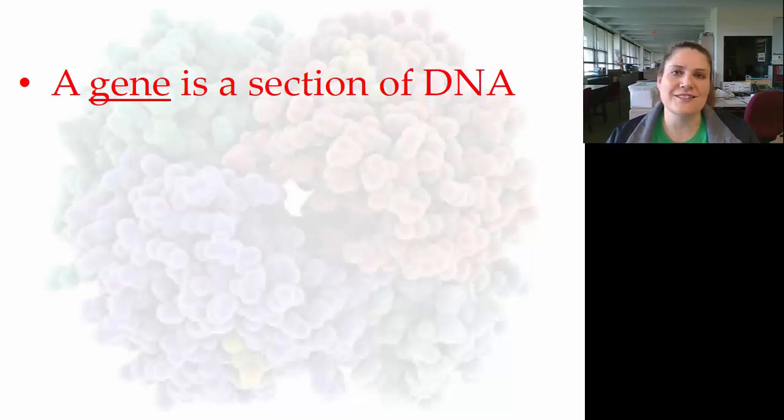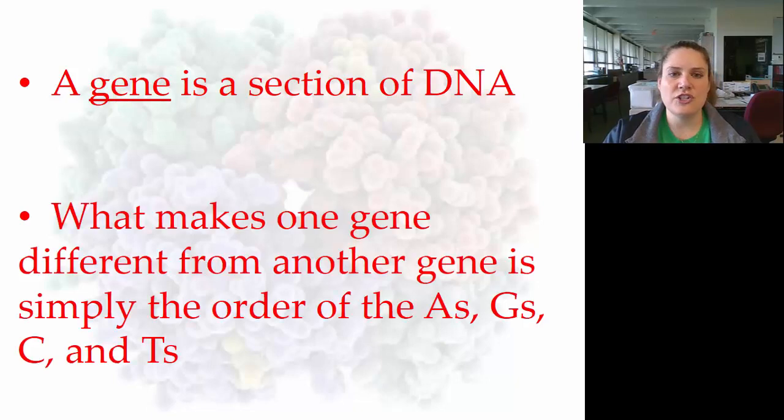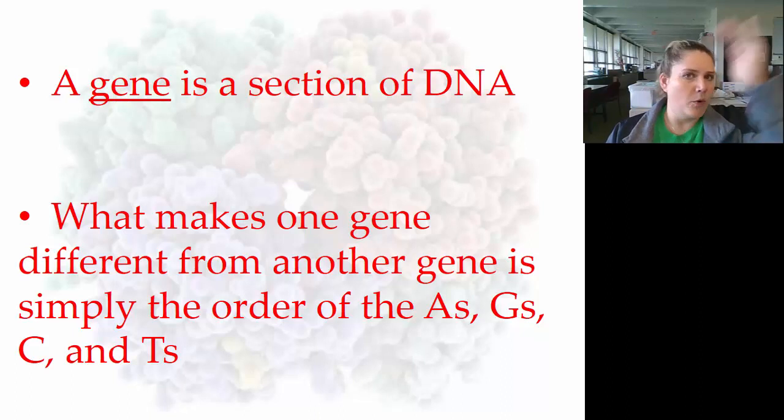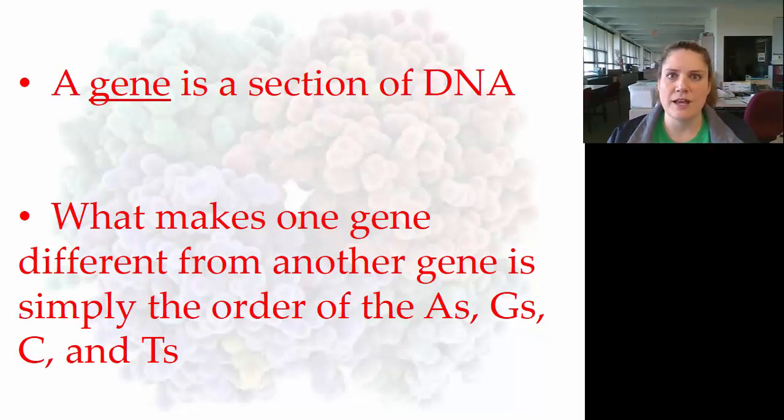A gene is just a section of DNA that codes for a protein. That's it. So a gene is just a part of DNA. And what makes one gene different from another gene is the order of the A's, G's, C's, and T's. So just those bases, the adenine, guanine, cytosine, thymine, what order you put them in, that's how you get different things.